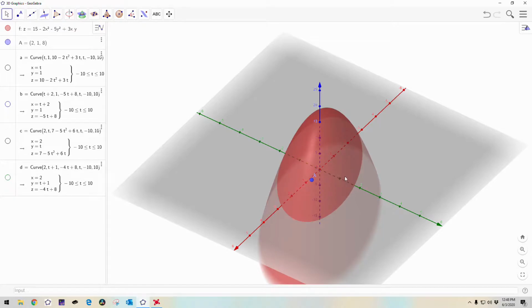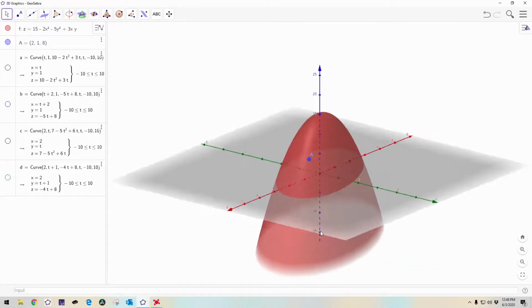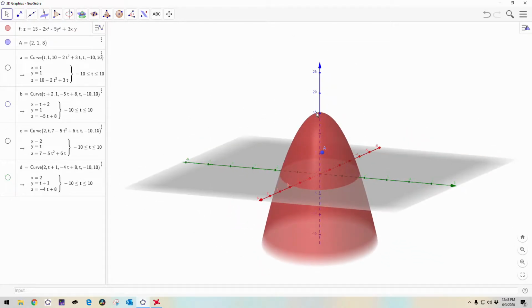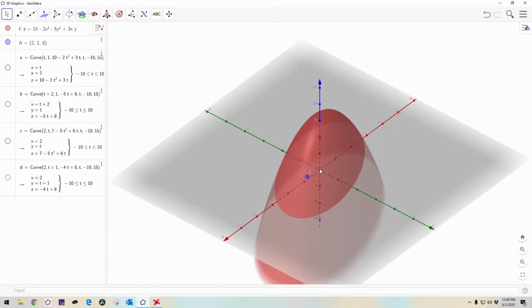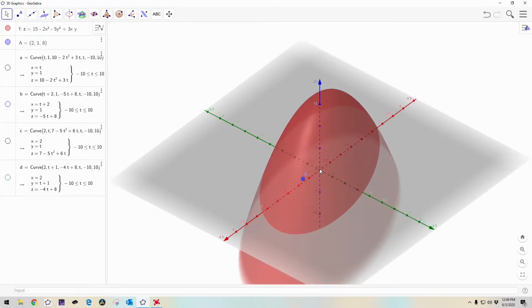There it is, located on the surface there. You can see 2 and 1, right? And then it just comes up 8 from there. Notice the z scale has been squished down a little bit. That's just to make this thing fit better on here. That's all. Let me zoom in a little bit more for you too.